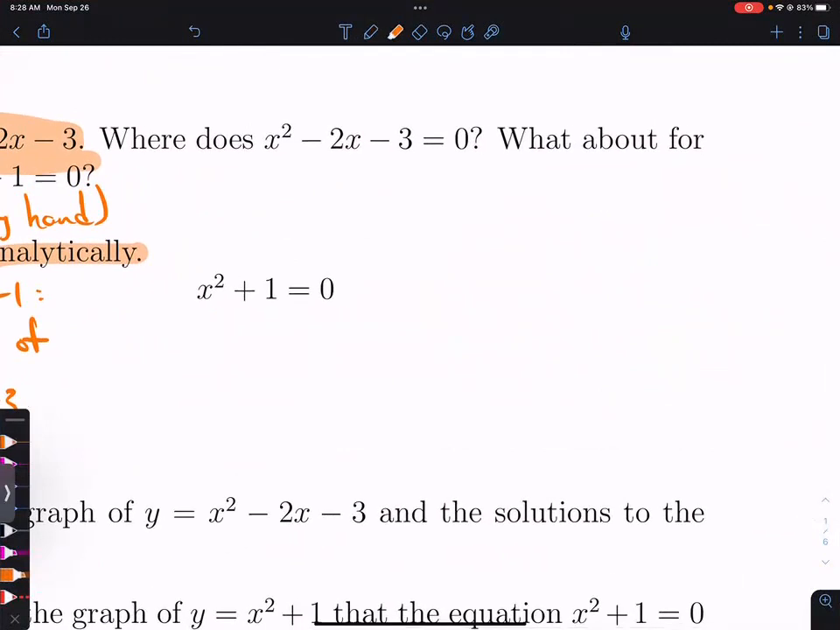Okay, so we know that this has no x-intercepts. Well, how can I see that from the equation? x squared plus 1 equals 0. Because again, that's asking the same thing. Where does x squared plus 1 as a function equal 0? Where does it cross the x-axis? Well, it doesn't, right? How might we try to solve that?